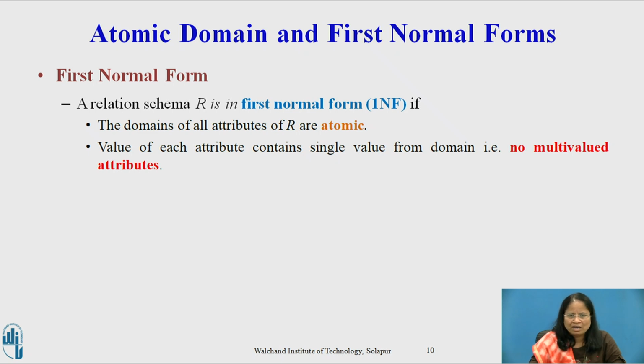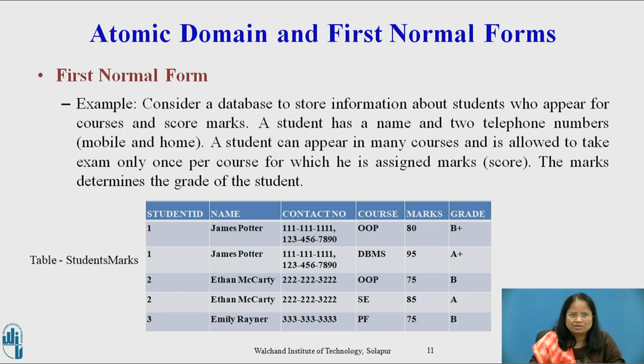A relation schema R is in first normal form if the domains of all the attributes of R are atomic and the value of each attribute contains a single value from the domain, that is, no multi-valued attributes. For example, consider a database to store information about students who appear for courses and the marks they score. A student has a name and 2 telephone numbers. A student can appear in many courses and is allowed to take the exam only once per course, for which he is assigned marks. The marks determine the grade of the student.